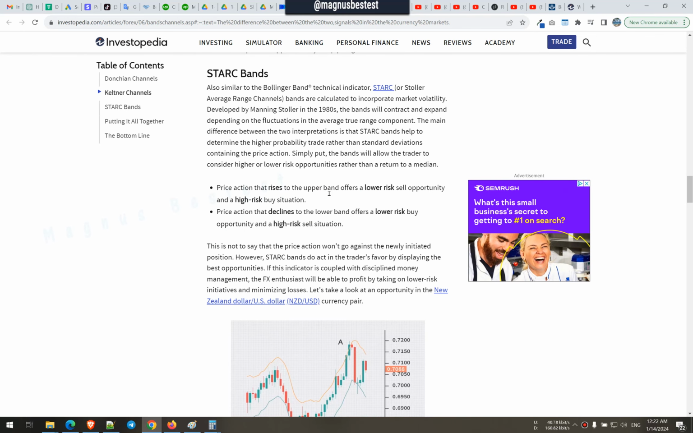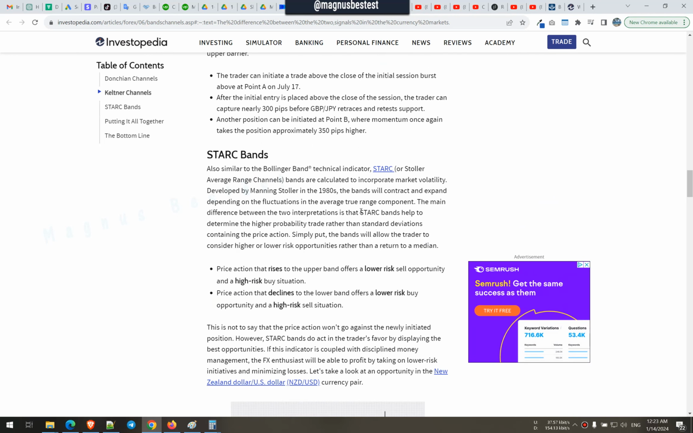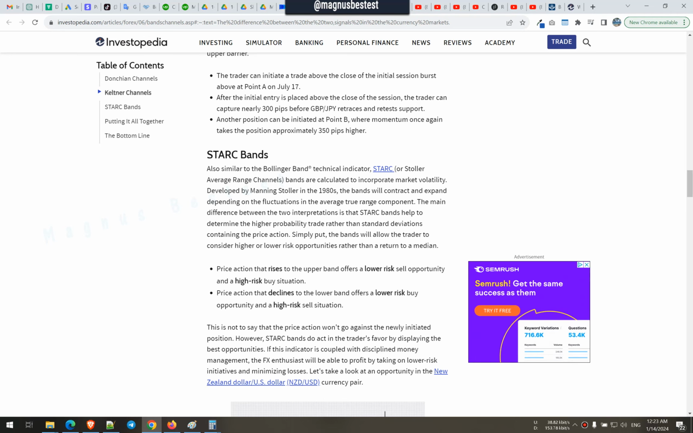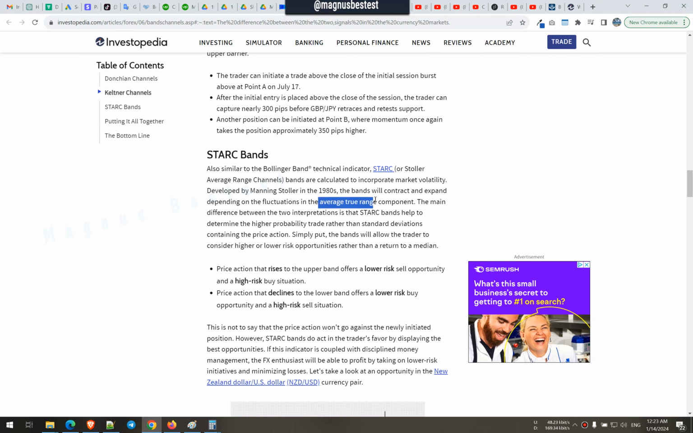Okay, and the bands, how they are calculated, it's pretty much similar to the Keltner Channels. It takes into consideration the market volatility, so average true range as well. Here you can see it as well.